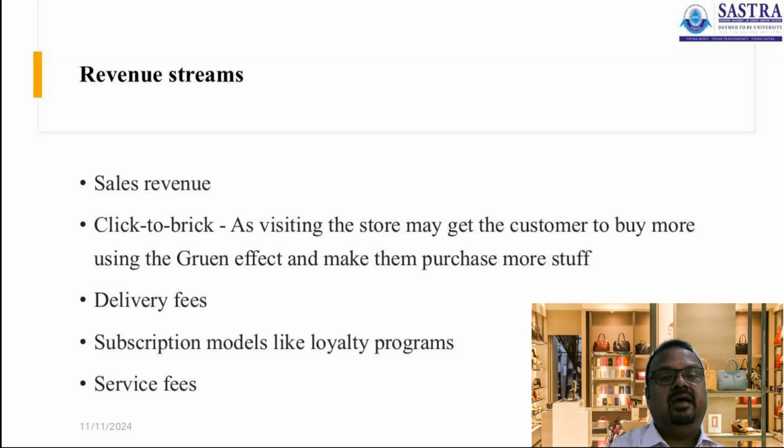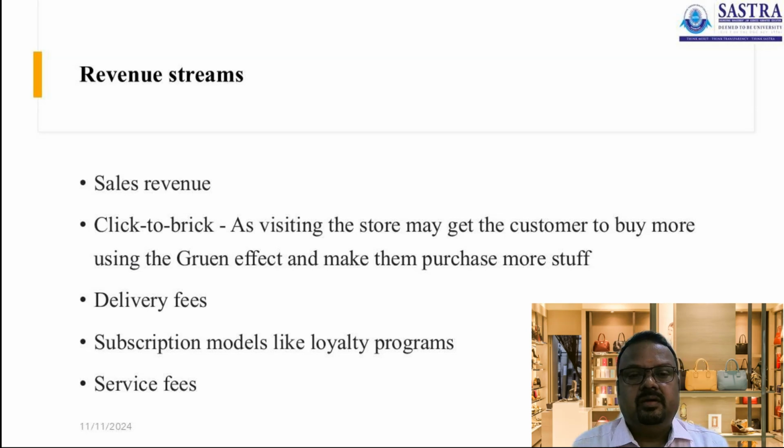The same example I told you: when I went to buy the shoes, I ended up buying accessories that I use along with them. So it is a kind of cross-selling opportunity for the retailer when the customer visits the store physically. And using the Gruen effect, they can sell more stuff.